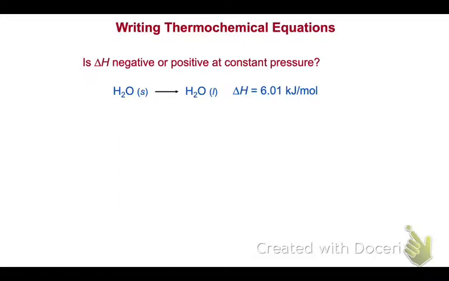Let's read that together. This is a balanced equation. What the equation is suggesting is that every mole of ice needs 6.01 kilojoules to be melted into 1 mole of liquid water. Now, why did I say needs? Because delta H is positive. And what does that mean to me? It means that this process is endothermic. Okay.